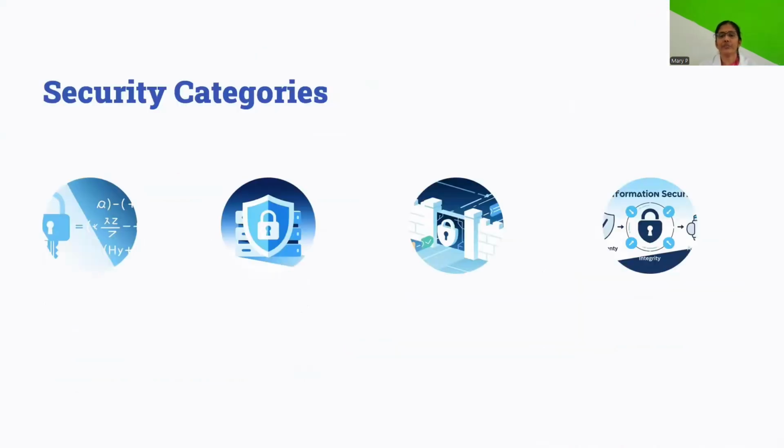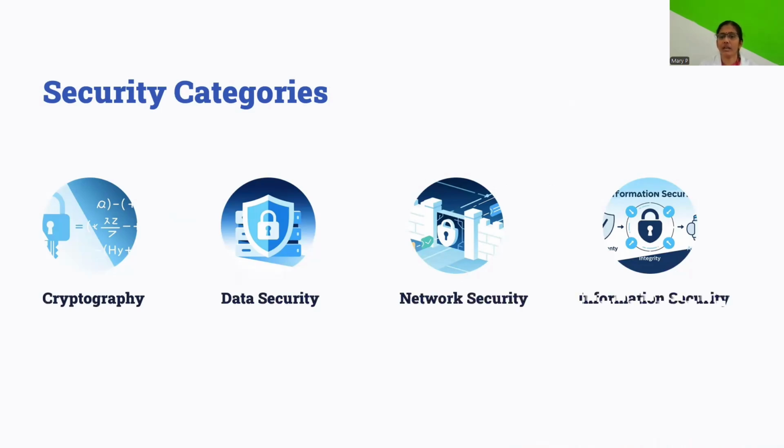Next one is the security categories. There are four kinds of categories: cryptography, data security, network security, and then information security. So first we discuss what is cryptography. We are familiar with it. They do the encryption and decryption of the particular data before transfer to the receiver. So we have to do the encryption as well as the decryption process.